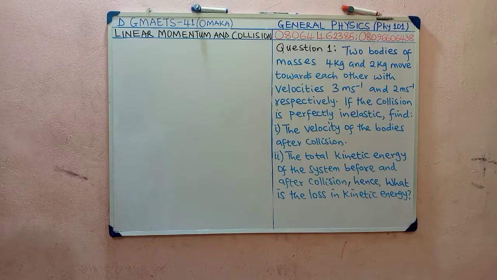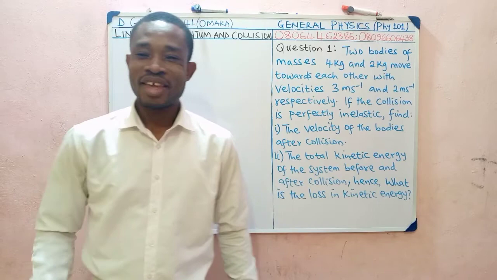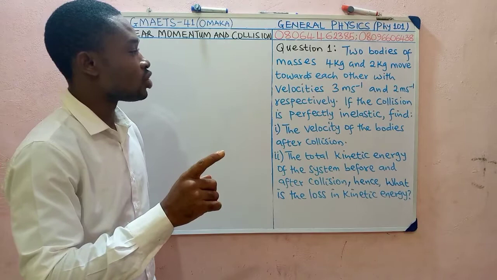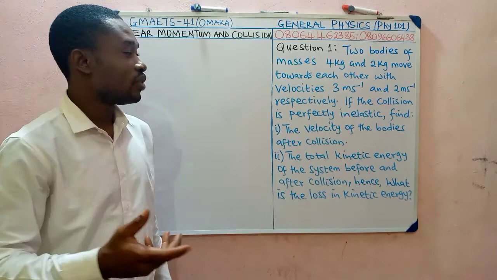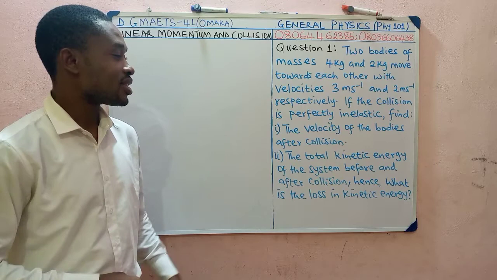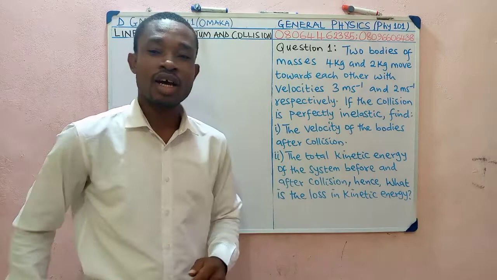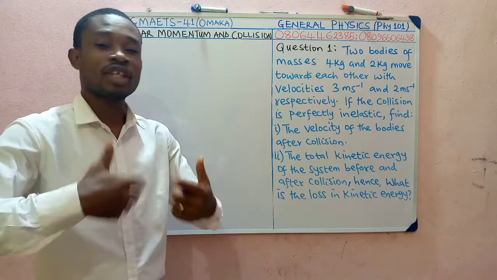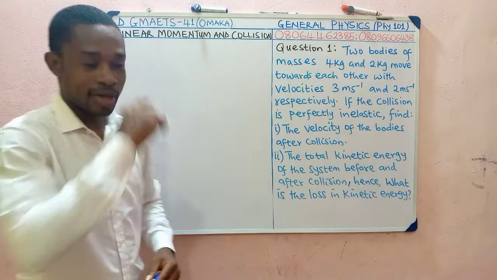Now, we've got this question on the board. It's about two bodies. Their masses are 4 kilogram and 2 kilogram, moving towards each other with velocities of 3 meter per second and 2 meter per second respectively. If the collision is perfectly inelastic, find the velocity of the bodies after collision, the total kinetic energy of the system before and after collision, and hence, what is the loss in kinetic energy?